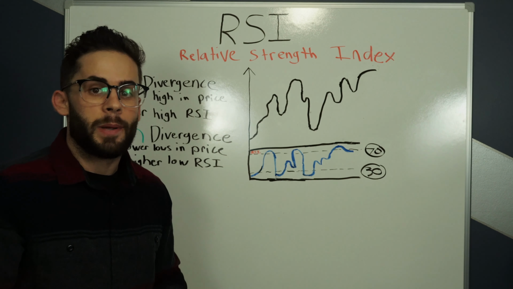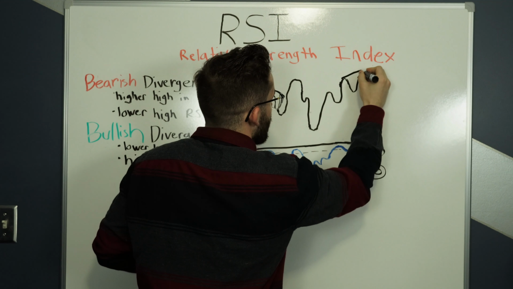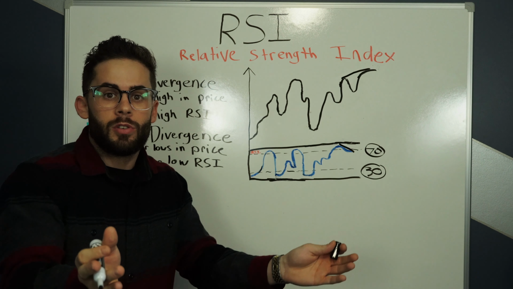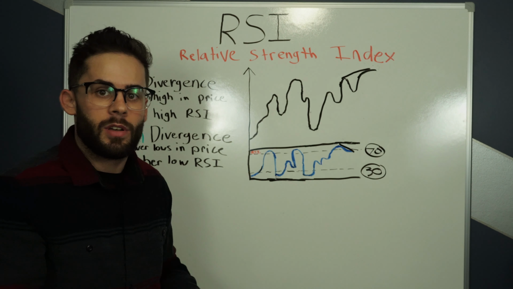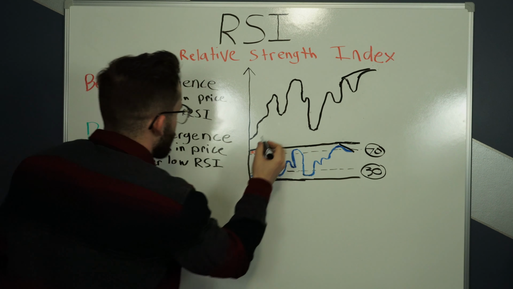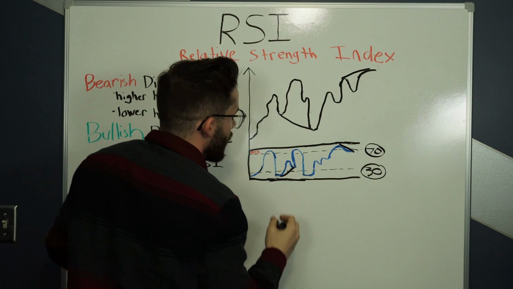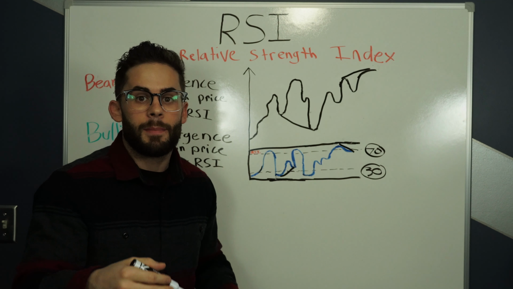And the second way I use it is for divergence, and this one's huge. The first one is bearish divergence. So when you have higher highs in price and a lower high RSI, you get the divergence between the two, potentially giving you a sign to sell. And bullish divergence. Bullish divergence is when you have lower lows in price and a higher low RSI. Again, the divergence between the two potentially giving you a sign to buy.